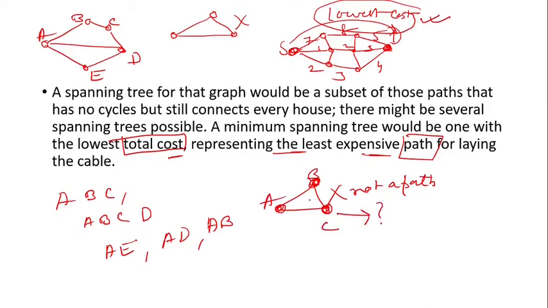We are looking for a path. So we are looking for A, B, C, A, B. If you delete this one, it will become a path. So this cycle becomes a path. Here the total cost and everything will be calculated for the path.